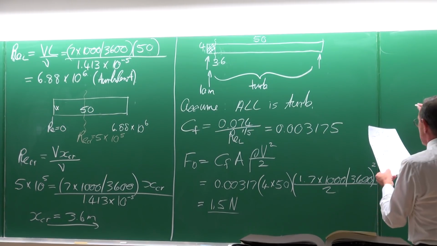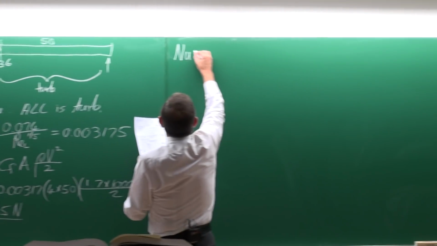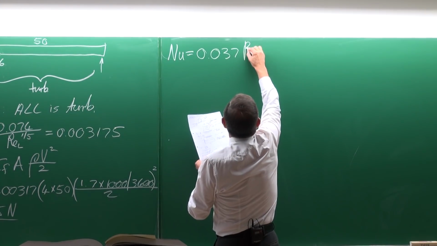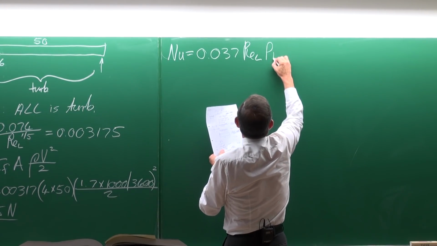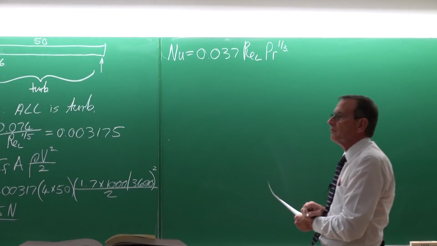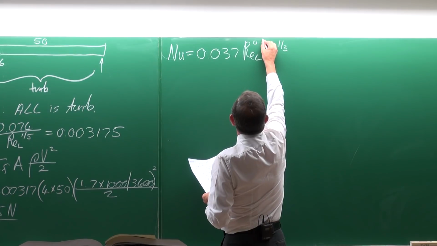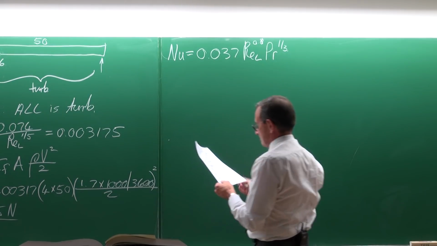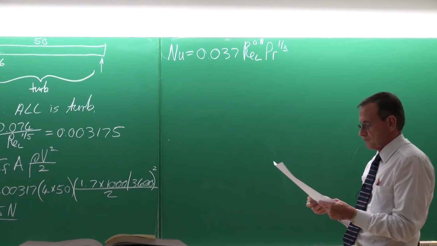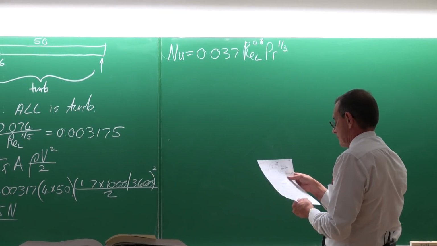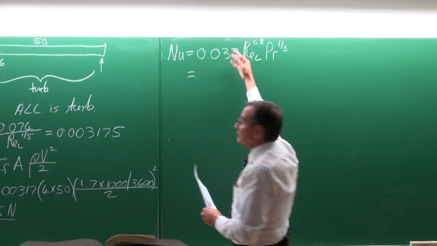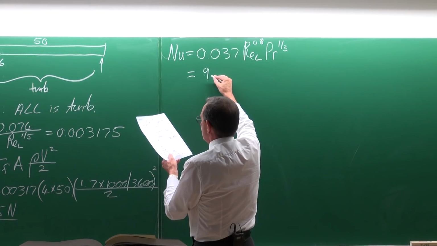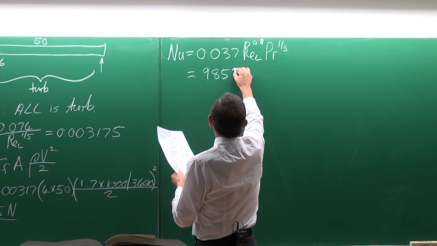Now we've got the drag force. Now we want to calculate the heat transfer. For that, we have to determine the Nusselt number, which is equal to 0.037 Reynolds based on the length, multiplied by Prandtl to the third, to the 0.8. I'm not going to put in all the values, they are all there, so you can just go and calculate it. It will give us a Nusselt number of 9,852.